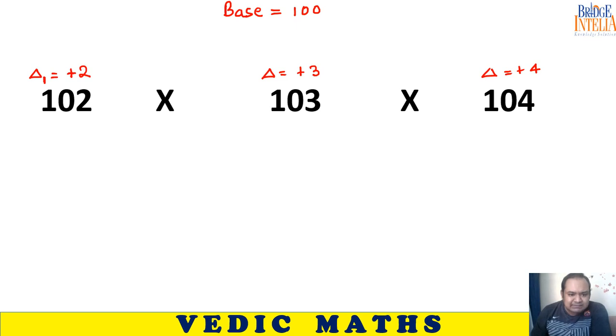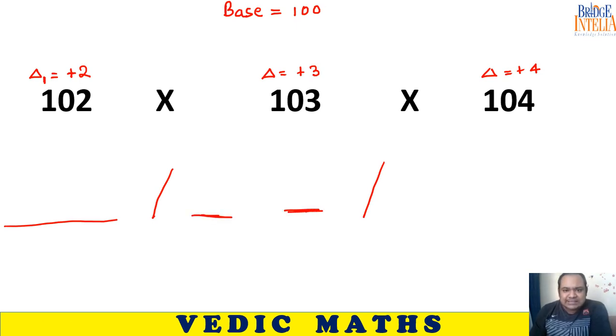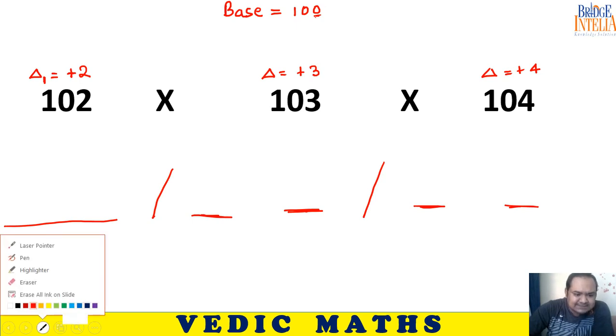Now answer will be given in three parts. Here there are two blank spaces. Why two blank spaces? Because 100 contains two zeros. That's why two blank spaces. And in last part also two blank spaces. Now it's time to fill these blank spaces.